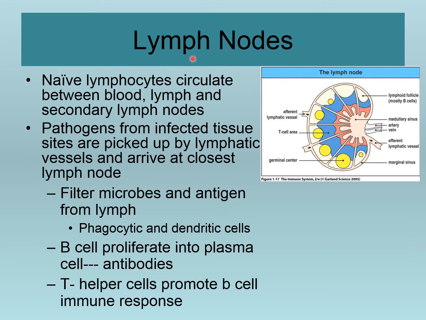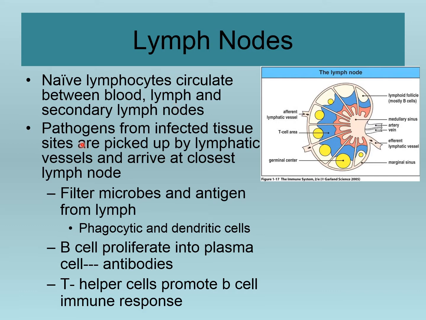Lymph nodes are the secondary lymphoid tissues present at specific sites on the body, and these are basically bean shaped. They are the site for interaction of the lymphocytes with the pathogens. Naive lymphocytes, meaning all those lymphocytes which have never been exposed to an antigen, circulate between blood, lymph, and these lymphoid nodes.